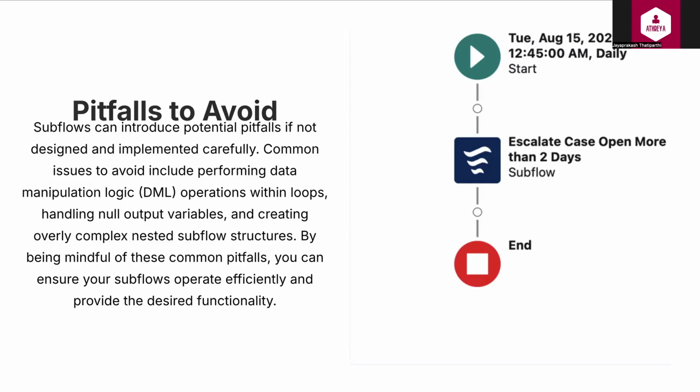In the next section, we will see how to bring it all together using the master subflow design pattern, where a master flow acts as an orchestrator, calling subflows for tasks like validation, record assignment, and stakeholder notification. This pattern is powerful for building scalable, modular automation in enterprise Salesforce orgs.